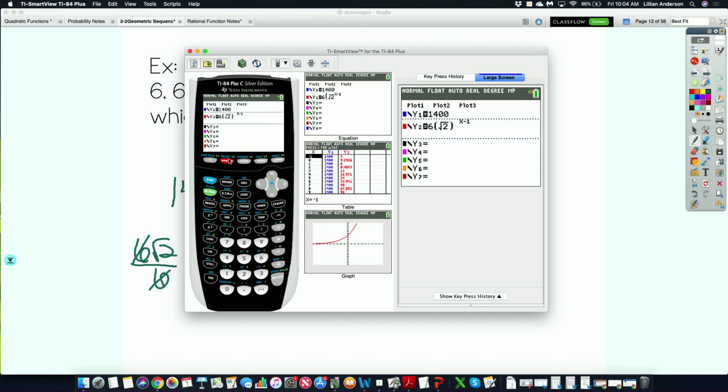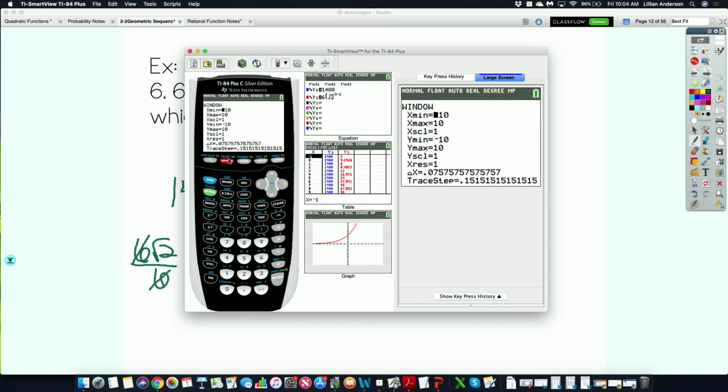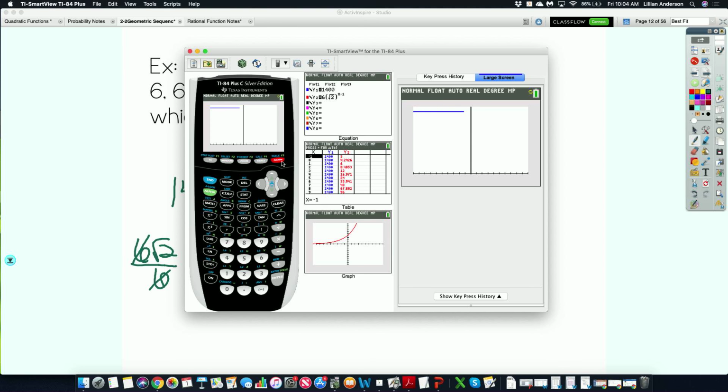So when I go to adjust my window, what part of my window am I adjusting to see 1,400? Y max. My y max. And what should I adjust it to? 1,500. I think that would be good. I'm going to leave everything else how it is so I can at least see. I see my line. Let me see if the curve, there it is, coming.